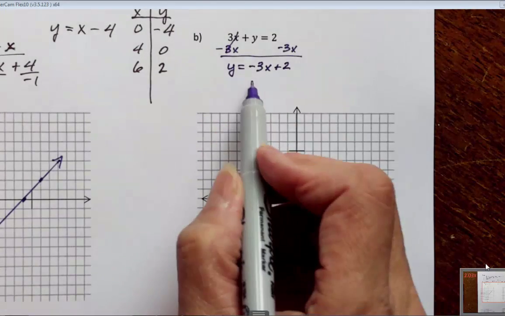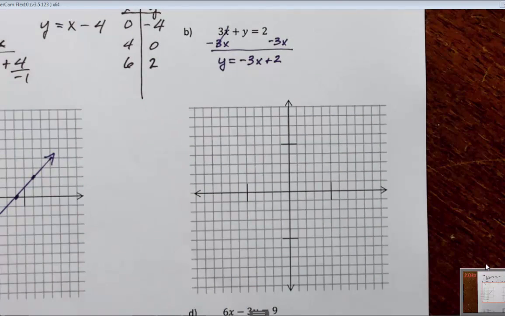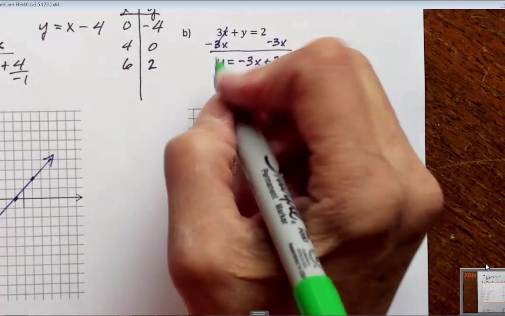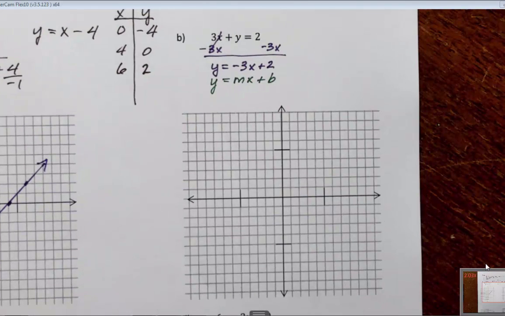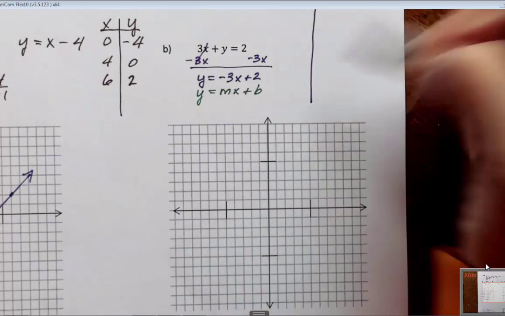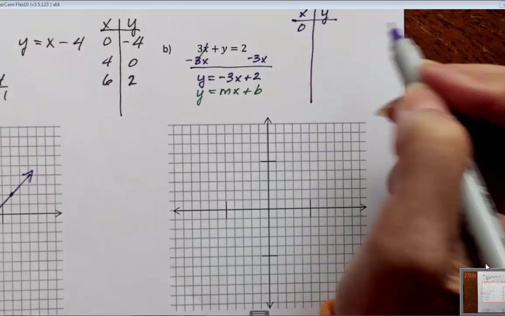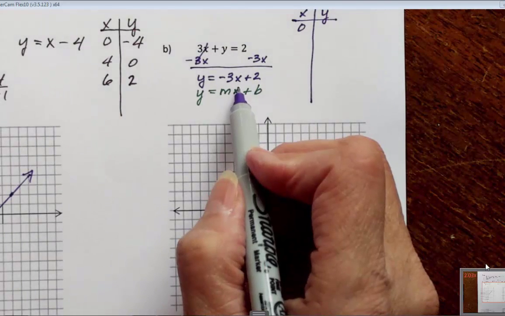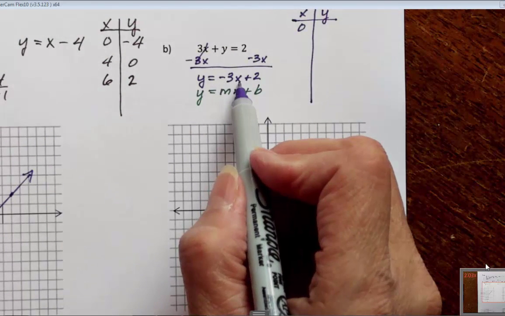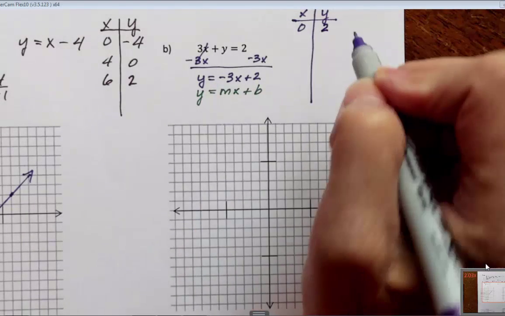And the reason that we write it this way is because we want to get it into the form of y equals mx plus b. So then we're going to go ahead and make a t-chart, and remember that one of the points we want to find is the y-intercept, and the y-intercept is when x is equal to 0. So when x is equal to 0, we have negative 3 times 0, which is 0, plus 2. So then y is going to be equal to 2.